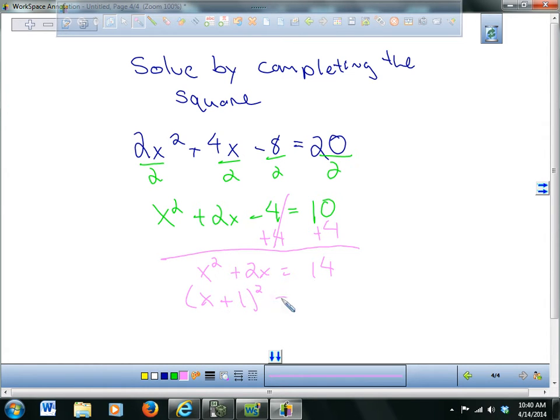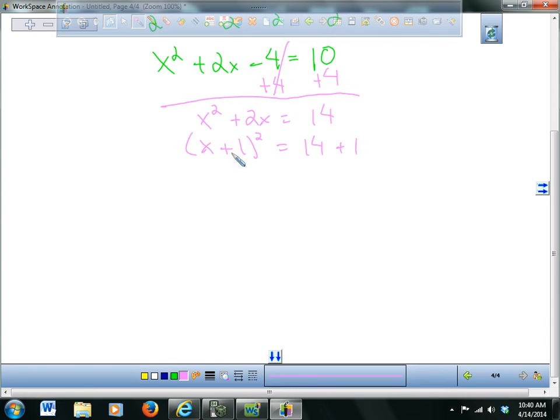And then add. How much have I added to this side of the equation when I did that? I've added 1. So to keep it even, I could subtract 1 over here, which is what you do if it were in vertex form, but I'm going to add 1 to the right side. See? Okay? So now I have x plus 1 squared equals 15. This is where everyone gets messed up. How do I solve? Square root both sides. Square root that side. Square root that side. Don't forget you have a plus and a minus.